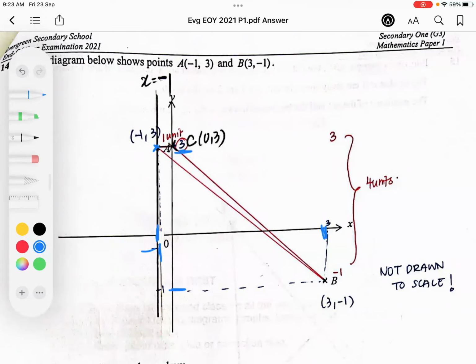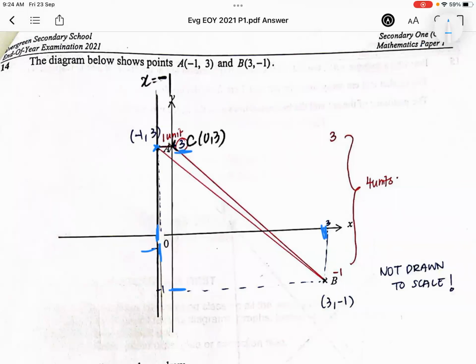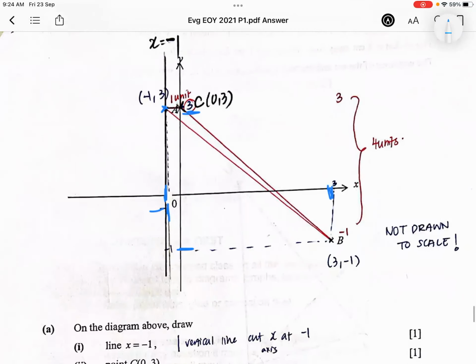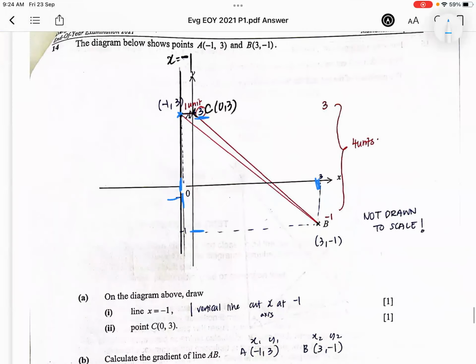Okay, and you notice it's very obviously not drawn to scale. It's so out of proportion, correct? So they're just trying to make life difficult for you. Okay, on the diagram, draw the line x equals -1.